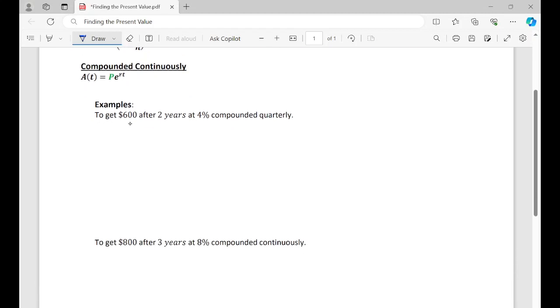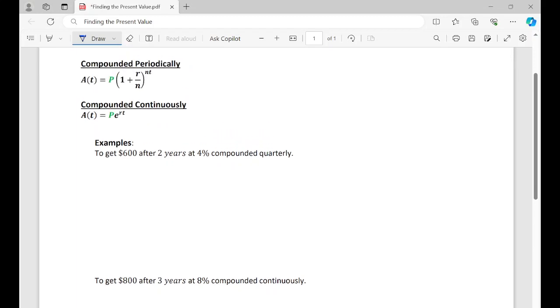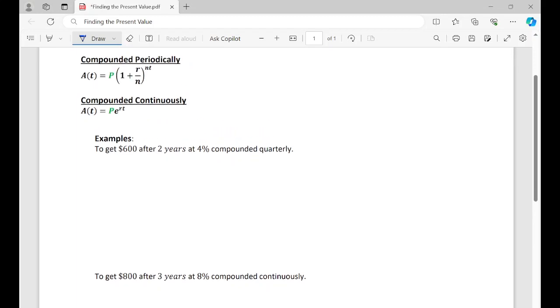To get $600 after 2 years at 4% compounded quarterly. So this is a compounded periodically formula because it is given as quarterly or monthly or daily or weekly, annually, semi-annually, whatever. That's typically your tip-off, versus continuously, where we'll just say compounded continuously. So let's take what we know and label it.